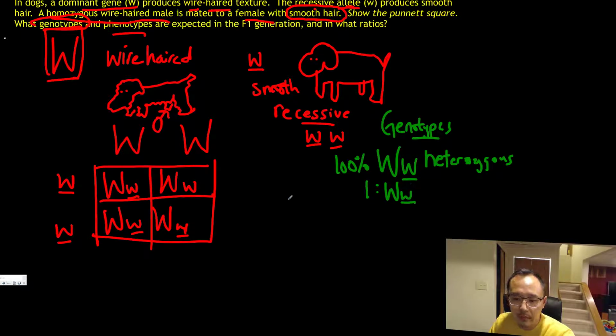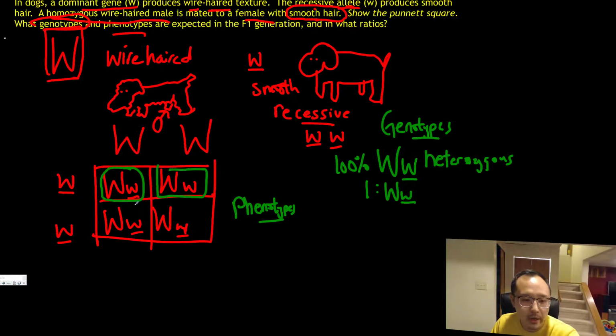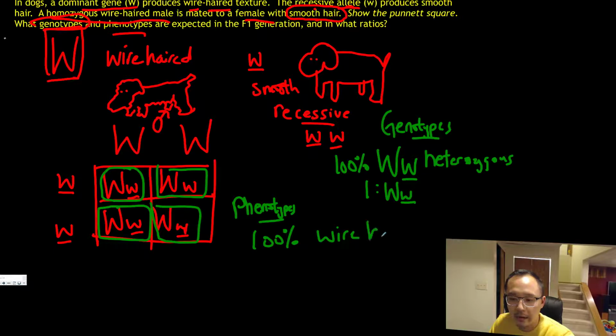My phenotype here, here's my phenotype. That's my physical features, things I can see. So if you look at here, I have this one that is wire hair. This one is also wire hair. This one's wire hair. And this one is also wire hair. That means it's 100% going to be wire hair texture. So 100% of this will show. All the dogs will give you that. So that's the first question.